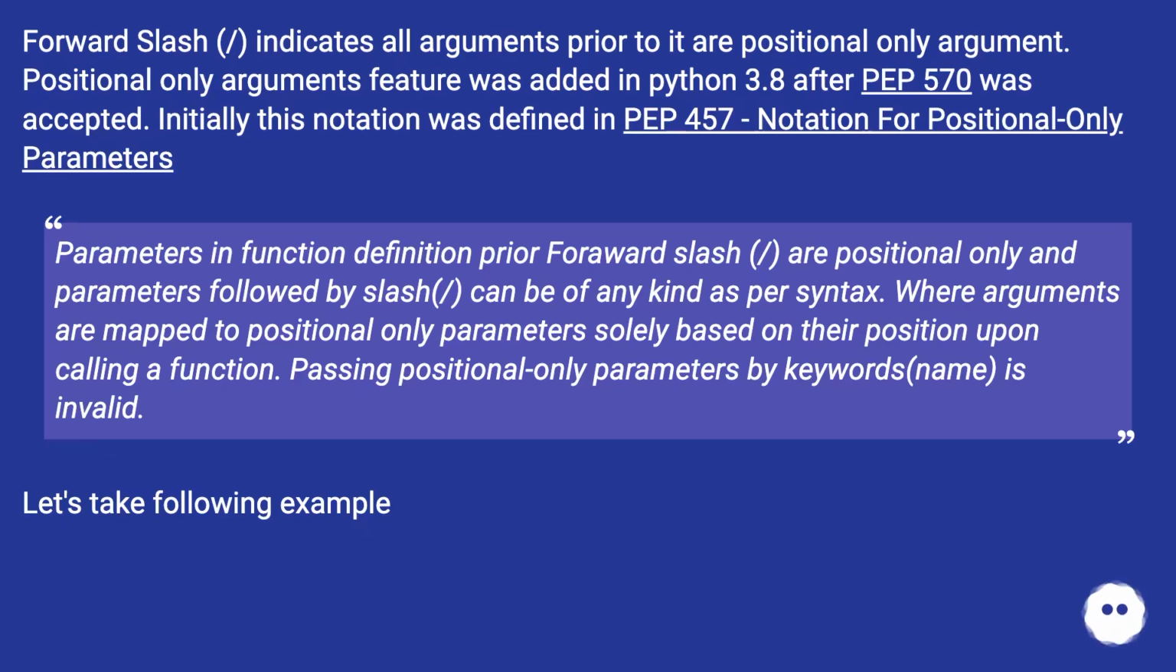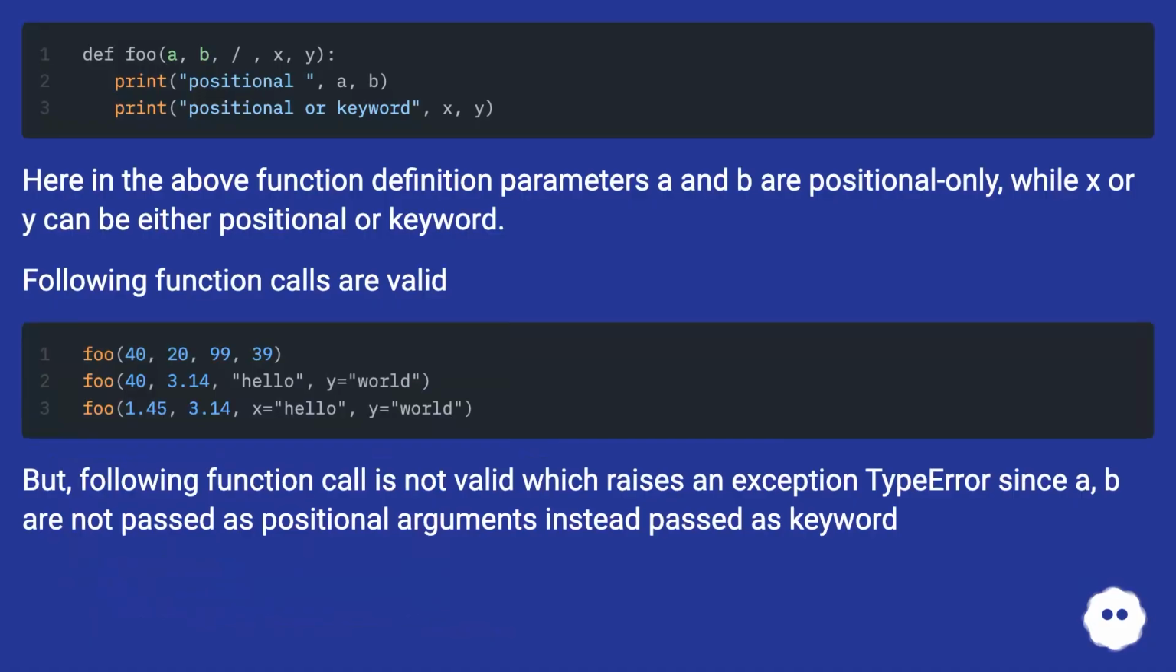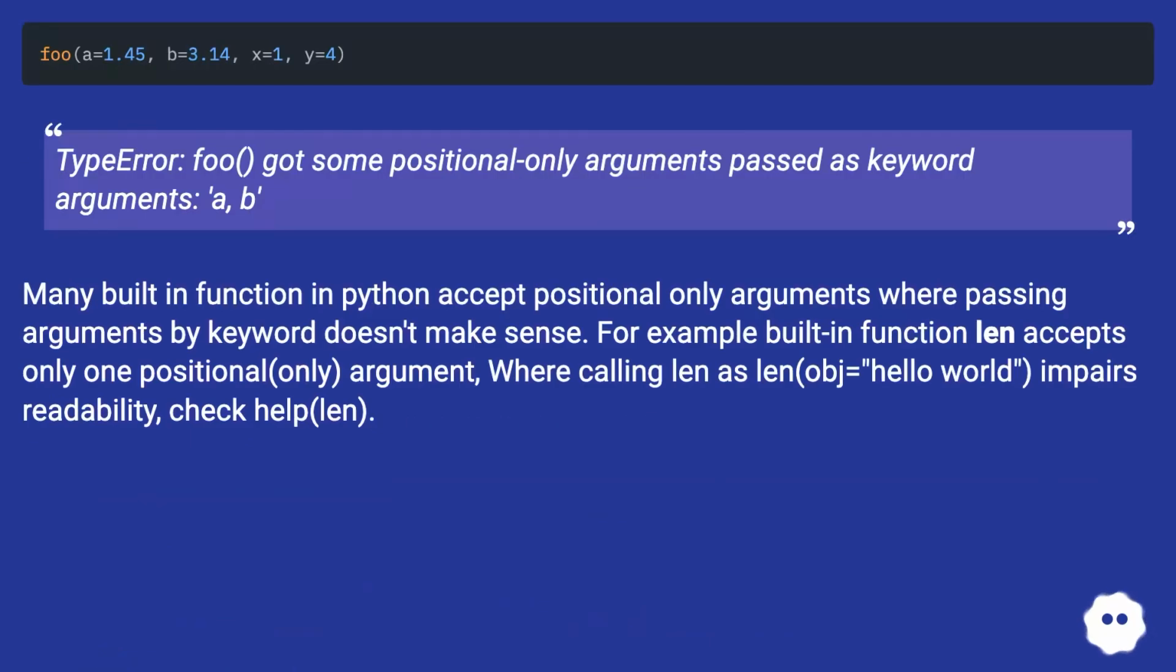Let's take the following example. Here in the above function definition, parameters a and b are positional only, while x and y can be either positional or keyword. The following function calls are valid. But the following function call is not valid, which raises a TypeError, since a and b are not passed as positional arguments, but instead passed as keywords. TypeError: foo() got some positional only arguments passed as keyword arguments: 'a, b'.